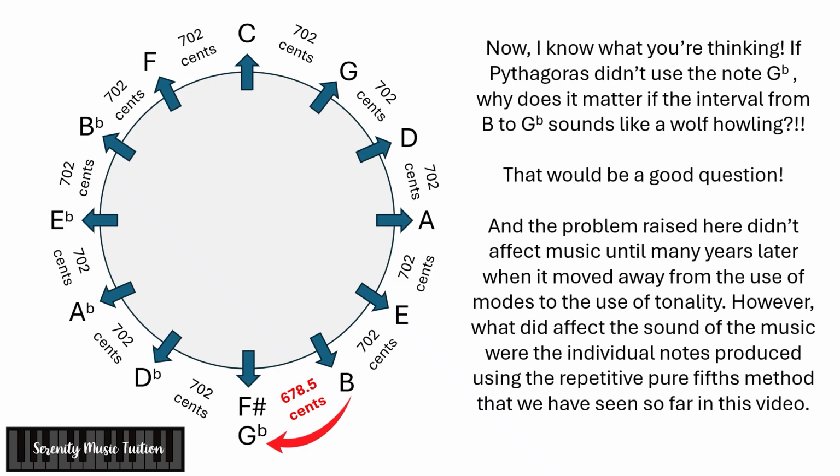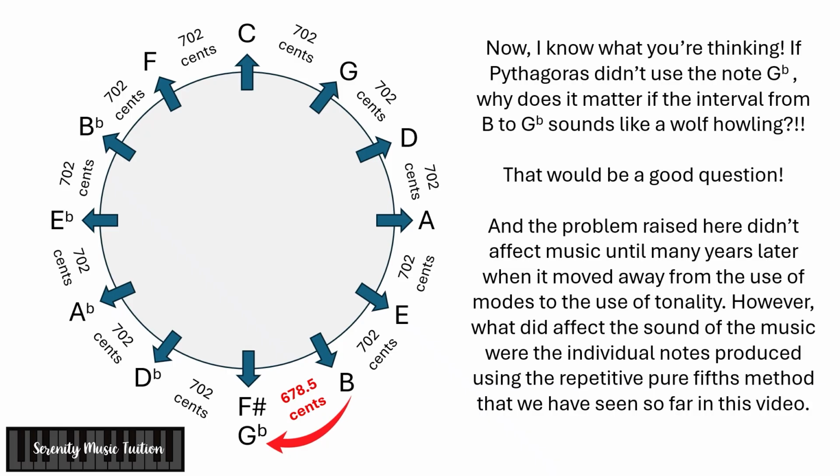Now I know what you're thinking. If Pythagoras didn't use the note G flat, why does it matter if the interval from B to G flat sounds like a wolf howling? That would be a good question. And the problem raised here doesn't affect music until many years later when it moved away from the use of modes to the use of tonality.